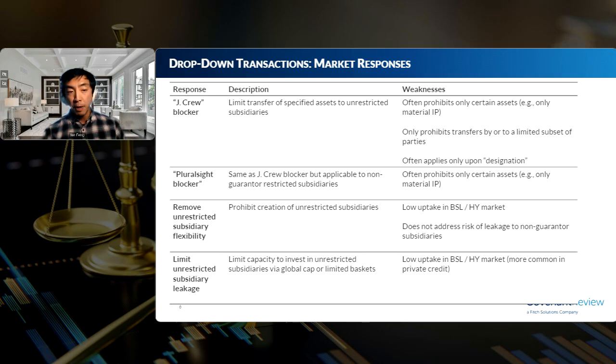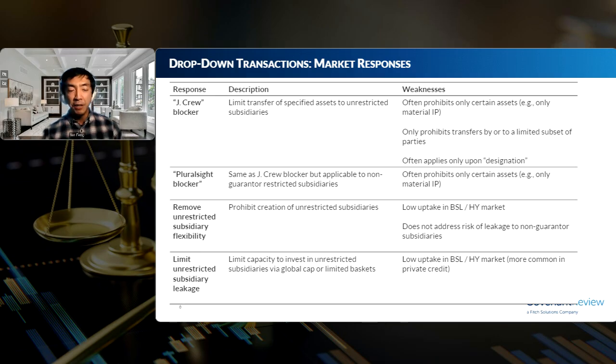The next blocker is called a Pluralsight blocker. This is essentially just a variant on J.Crew. It's named after a LME that happened last summer for a company called Pluralsight. This was actually in the private credit market, so it was one of the first LMEs that we saw in the private credit market. And it was similar to J.Crew, a transfer of IP, but in this case, it was a transfer to, like we said, non-guarantor restricted subsidiaries. So the market's response has been to try to impose a Pluralsight blocker, which does the same thing as a J.Crew blocker, except it says you can't transfer to non-guarantor restricted subsidiaries.